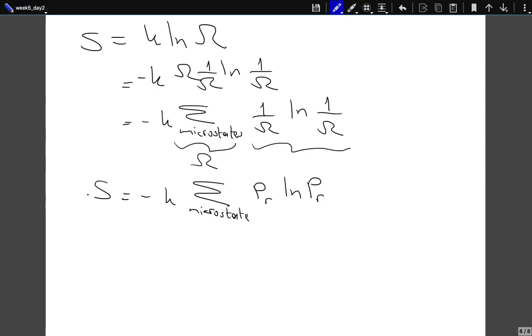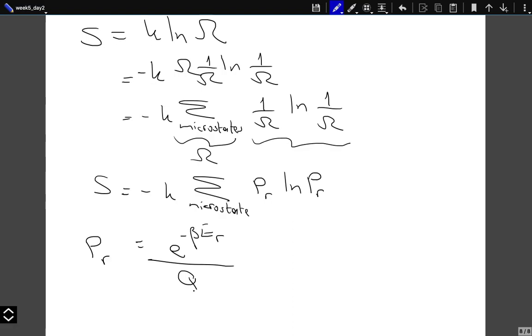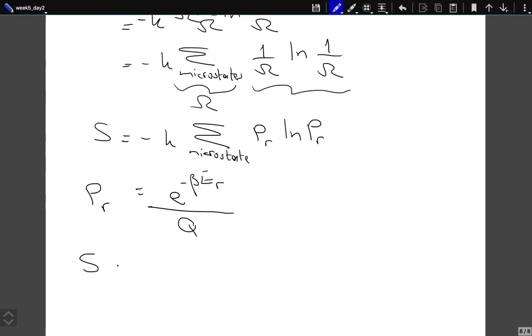Okay, so now let's go to the canonical ensemble. What is the probability of a given microstate in the canonical ensemble? E to the power minus beta E_R divided by Q. Well, the partition function is just a normalization in this probability distribution. So let's look at what the entropy is then. This is minus K, sum over all microstates of P_R. I will keep it as P_R.